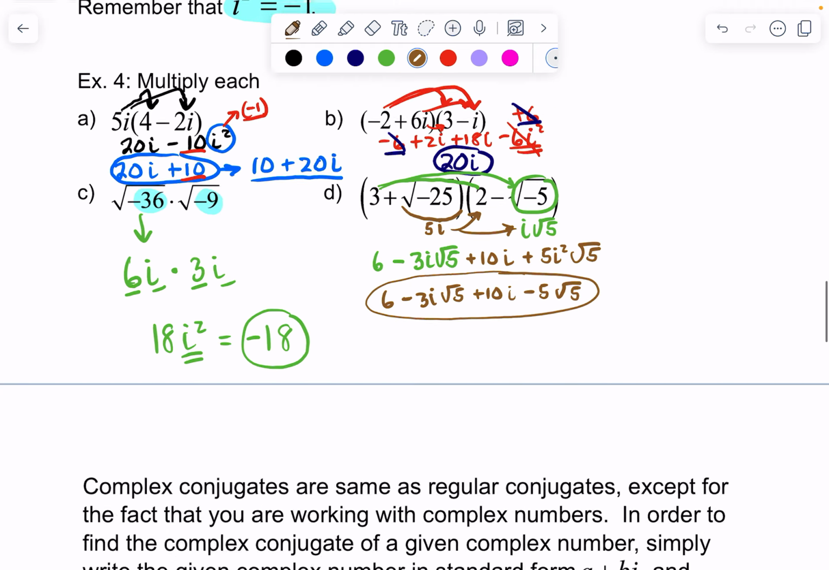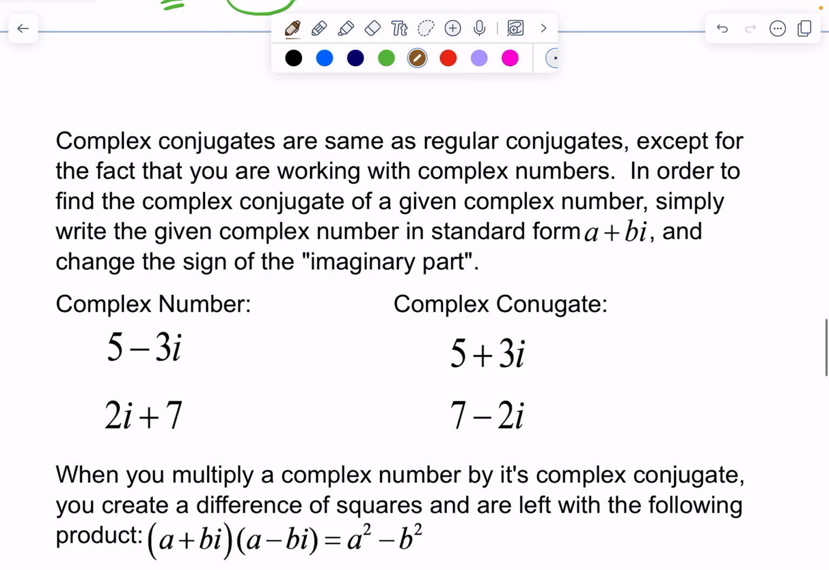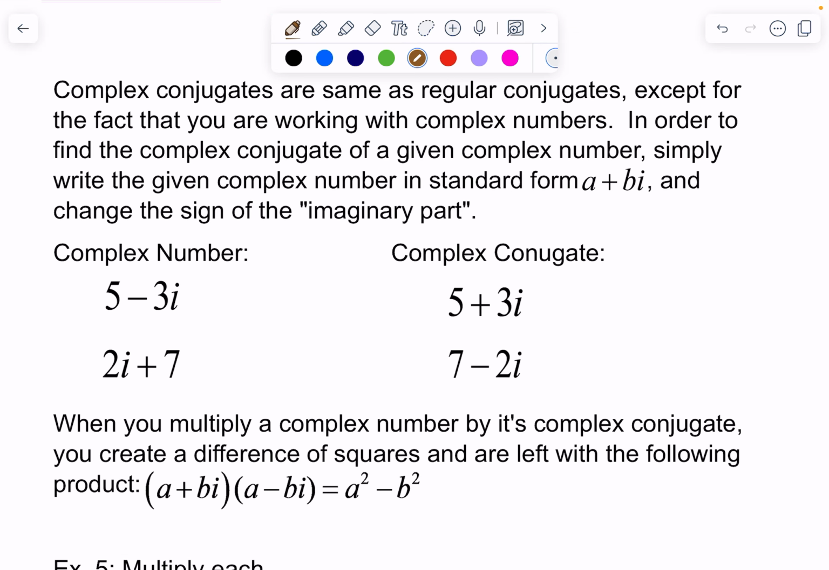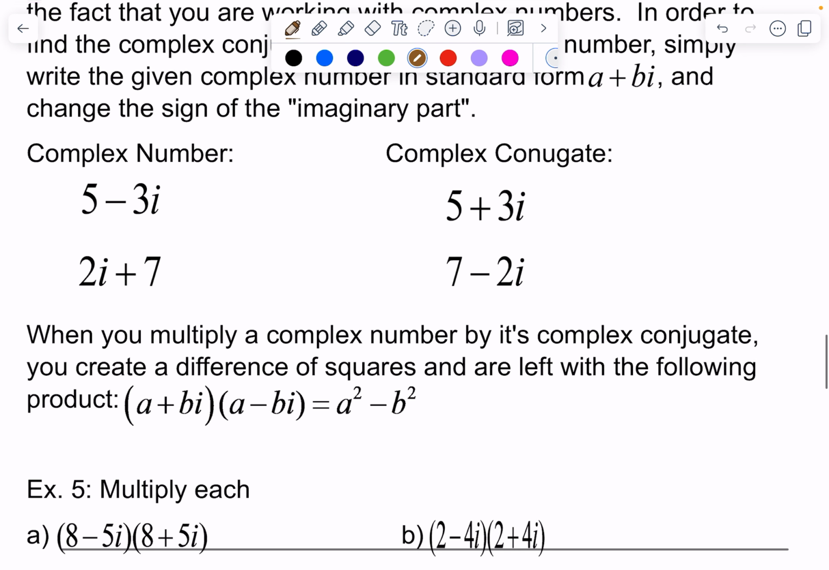Okay, last but not least, let's talk about conjugates. Complex conjugates are the same as regular conjugates, except for the fact that you are working with complex numbers. In order to find the complex conjugate of a given complex number, simply write the given complex number in standard form and change the sign of the imaginary part. Period. That's it. It's that simple.